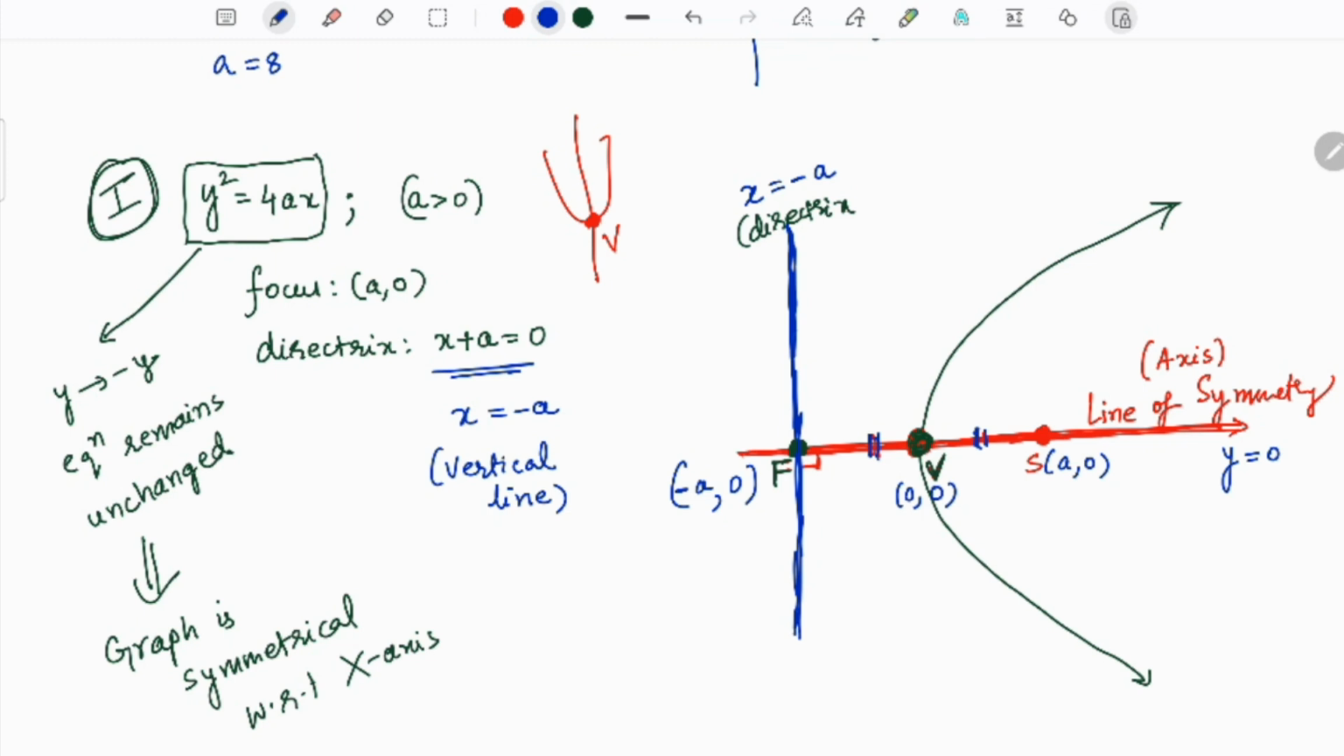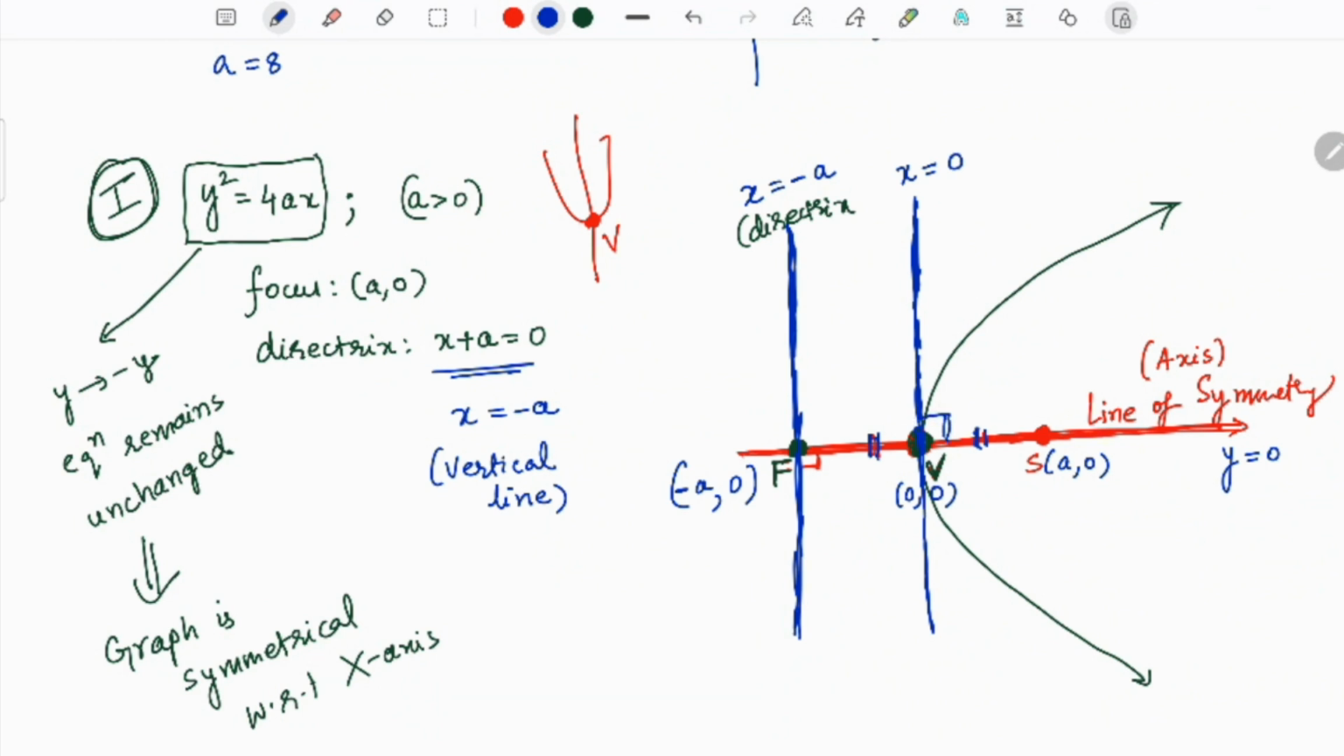And what is tangent at vertex? Tangent at vertex is of course, the name itself suggests, the line perpendicular to axis and passing through the vertex. So, what would be its equation? x equal to 0.